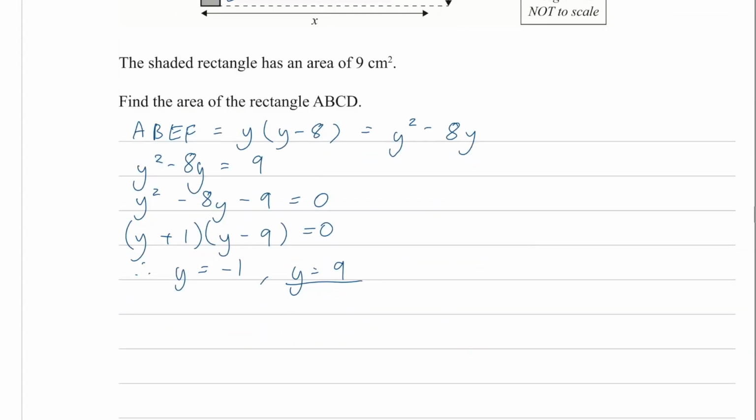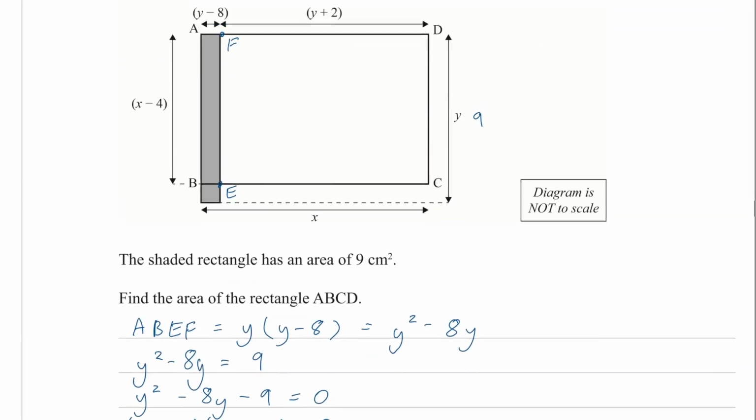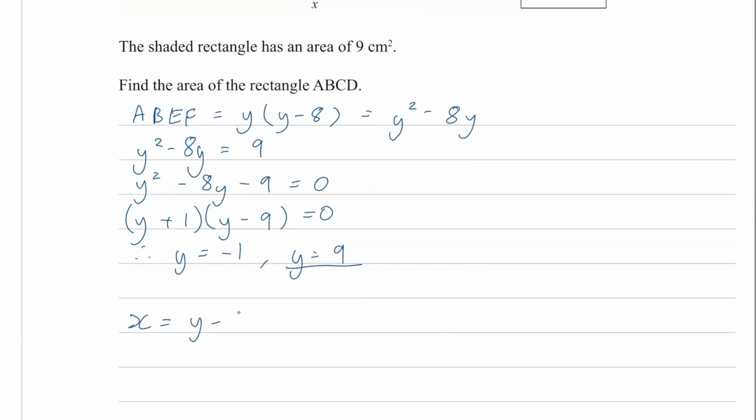Right, so let's write that out. So x equals y minus 8 plus y plus 2, which if we group like terms is 2y minus 6. Great. And if y is 9, that is, what is that? 18 minus 6, so that's 12 centimeters.